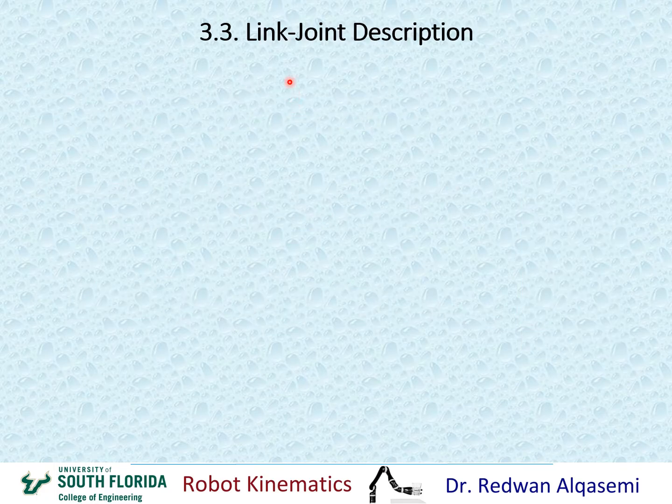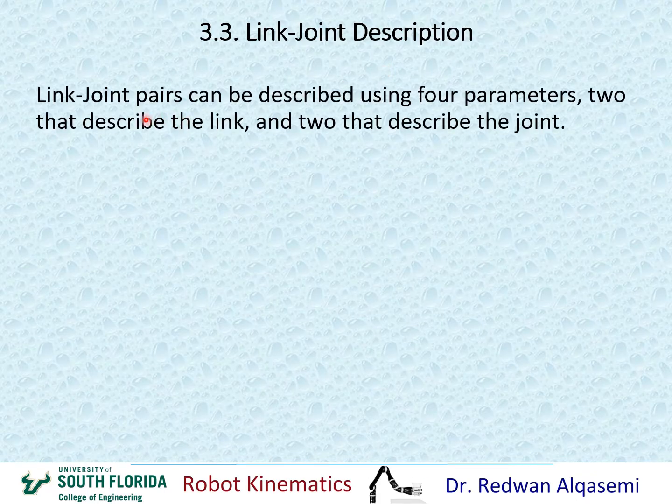Now let's see how we can describe link and joint pairs. For link and joint pairs, they can be described using 4 parameters. Out of the 4 parameters, 2 describe the link and the other 2 describe the joint. So for each pair, we will have 4 parameters. I want to emphasize that out of the 4 parameters, 3 of them will be constants, and 1 of them will be a variable. That variable will be the joint value.